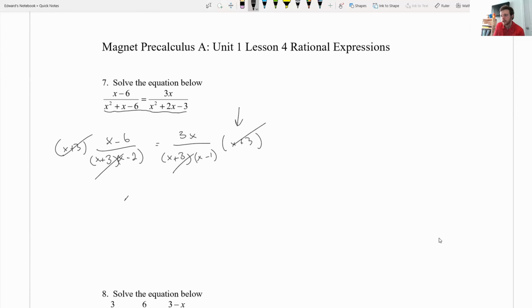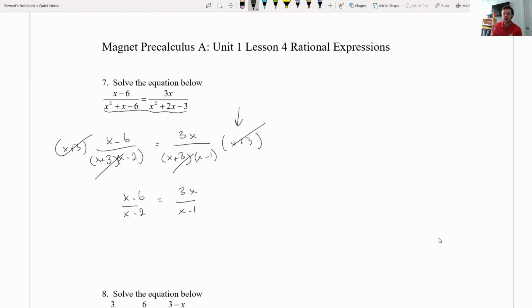Let's continue. x minus 6 over x minus 2 is equal to 3x over x minus 1. What do you want to do here? I mean, cross multiply. Instead of cross multiply, let's not, because we want to interact with other people in a mathematically educated way. So instead of saying cross multiply, let's just multiply both sides by the least common multiple of both sides.